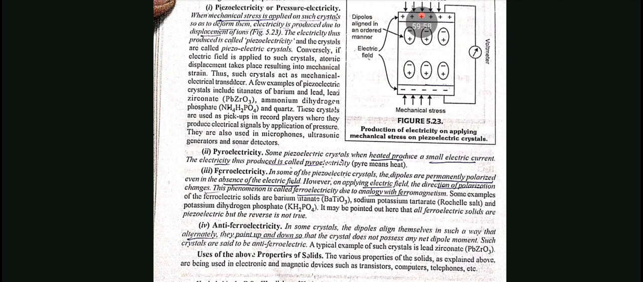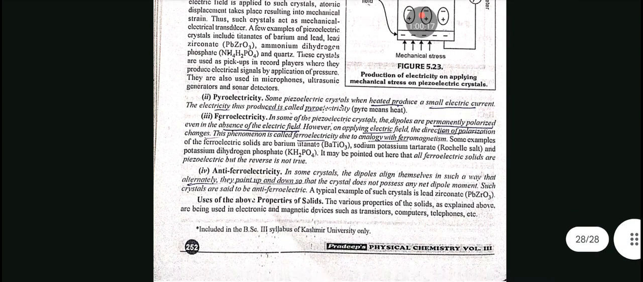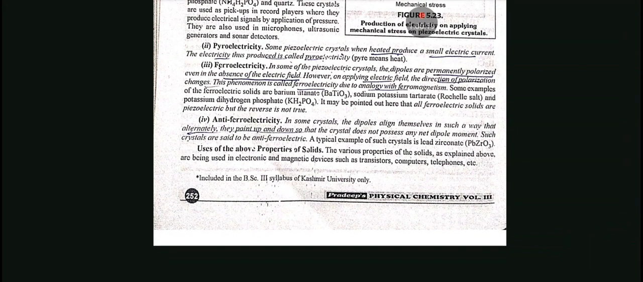Antiferroelectricity. In some crystals, the dipoles align themselves in such a way that alternately they point up and down. The crystal does not possess a net dipole moment. Such crystals are said to be antiferroelectric. A typical example of such a crystal is lead zirconate. Uses of the above properties of solids: the various properties of solids are explained and used in electronic and magnetic devices such as transistors, computers, and telephones, etc. Thank you.